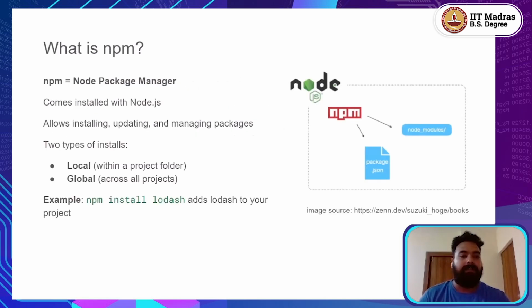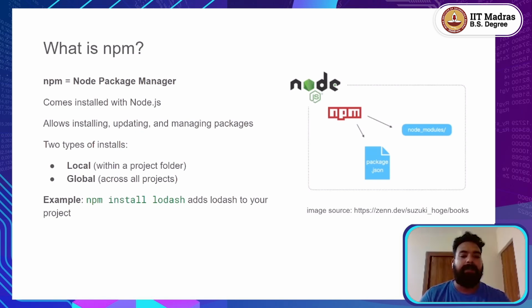Let's start with one of the most fundamental questions, what is NPM? NPM stands for Node Package Manager, and as the name suggests, it is a tool used to manage packages or libraries in JavaScript projects. The good news is that NPM comes pre-installed with Node.js. If you have Node.js on your system, you already have access to NPM. NPM allows you to easily install, update, and manage packages. These packages are reusable pieces of code. Think of utilities, frameworks, or tools that can help you avoid reinventing the wheel.